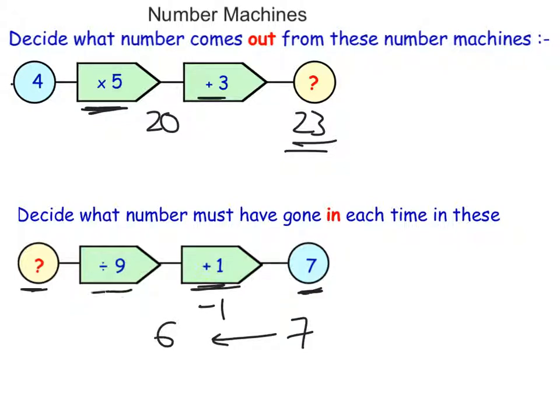Now the first thing that happened, it was going to be divided by 9, so the opposite would be times by 9. So to get 6, I'm going to times it by 9, and that gives me 54. So I started with 54. Now you can always check it by putting 54 in, divided by 9, which would give me 6, and adding 1 gives me 7 to check.